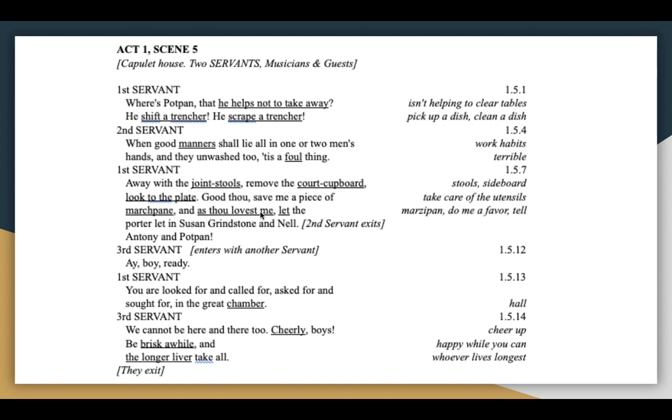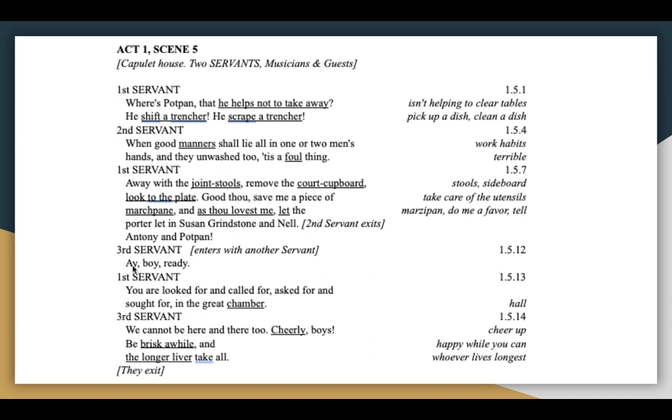"And as thou lovest me, let the porter let in Susan Grindstone and Nell." So basically, let in Susan Grindstone and Nell, Anthony and Potpan. Again, there's a couple of jokes on the names here. Potpan, Grindstone. You work to the grindstone. It's what you sharpen knives with. So all these people work in the kitchen.